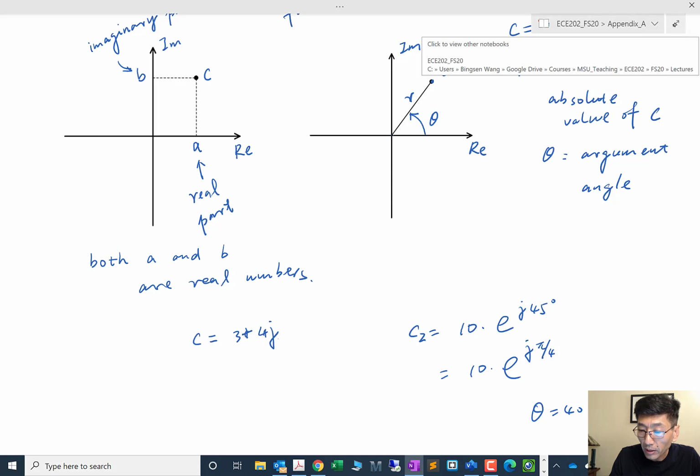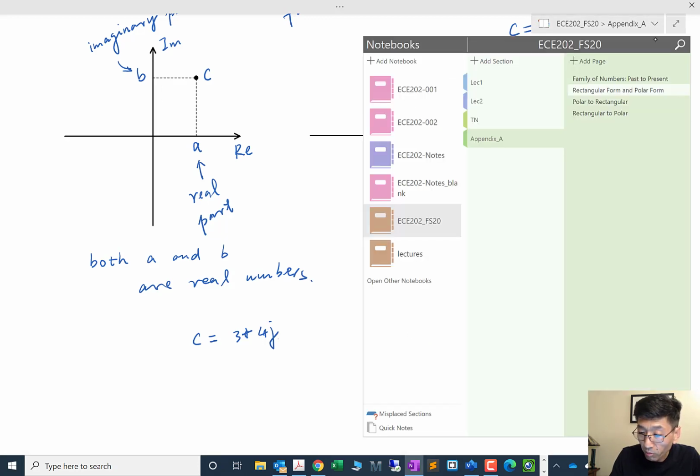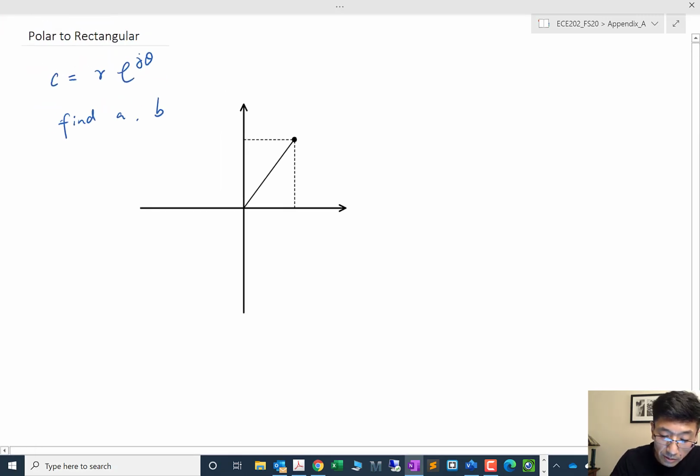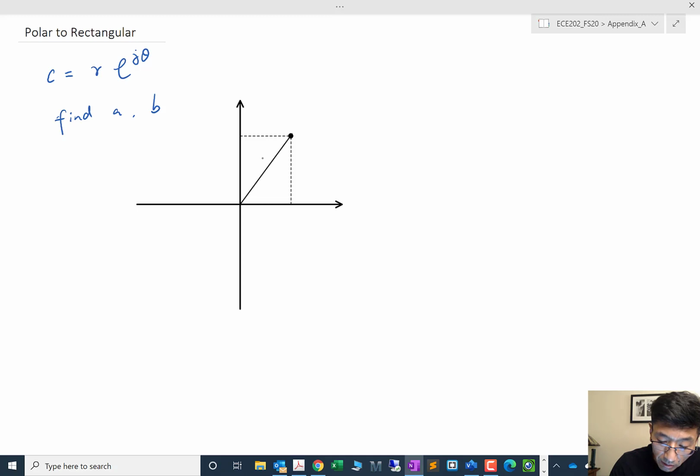Let's look at another aspect, how we do the transformation. Let's do a quick one from polar to rectangular. This is the easy one. So if c is given as R times e to the j theta, with R and theta known, we want to find a and b. And there's really no need to memorize any of these things. If you think about the figure, this is really naturally there, right?